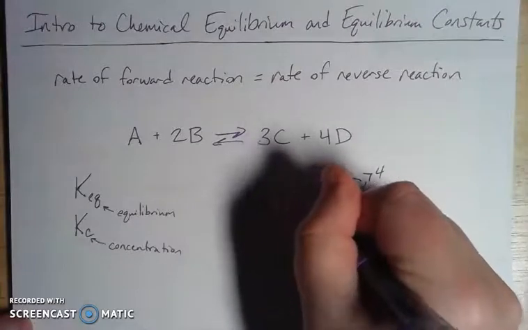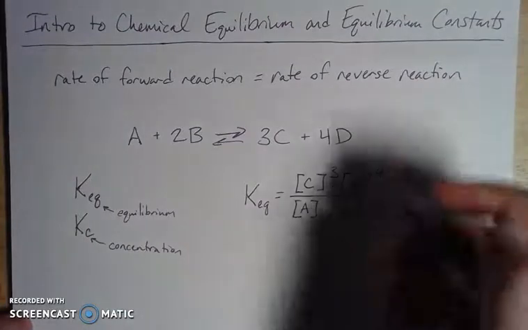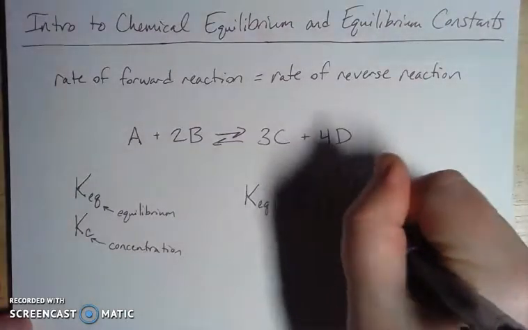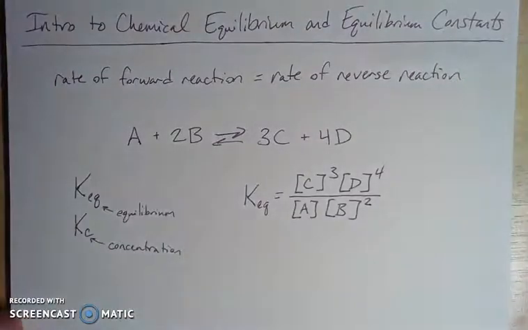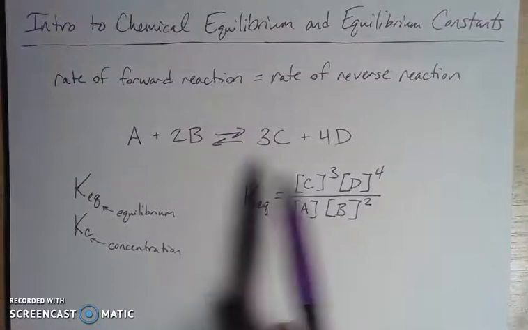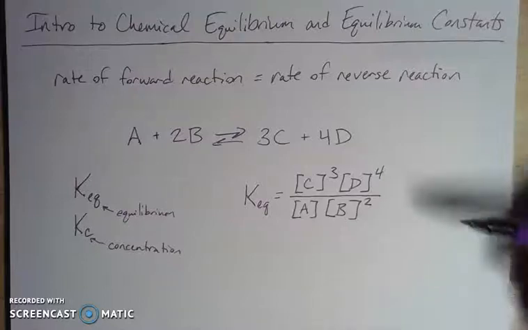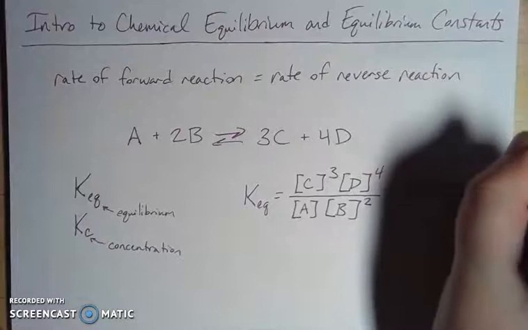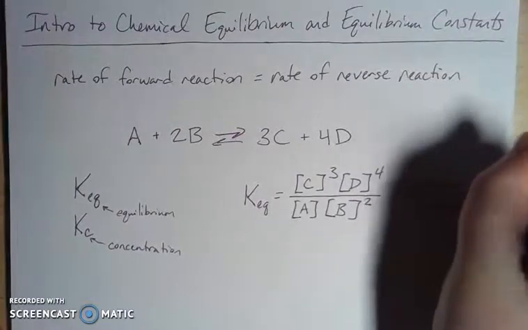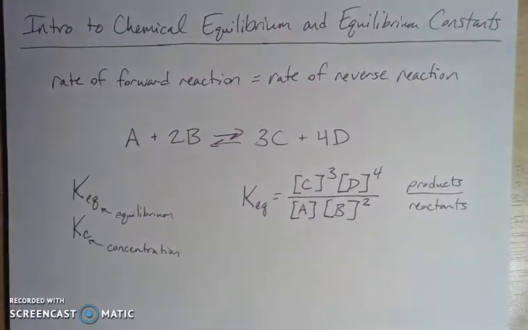So now I have the concentration of A. Because there is no coefficient, that implies that it's a 1, so I'm raising it to the first power, which I don't have to explicitly state here. And then B is raised to the second power because the 2 is my coefficient. So this is my generalized expression for my equilibrium constant. It's always the concentration of products over reactants. And again, we're factoring in the balanced chemical process in our exponents here.